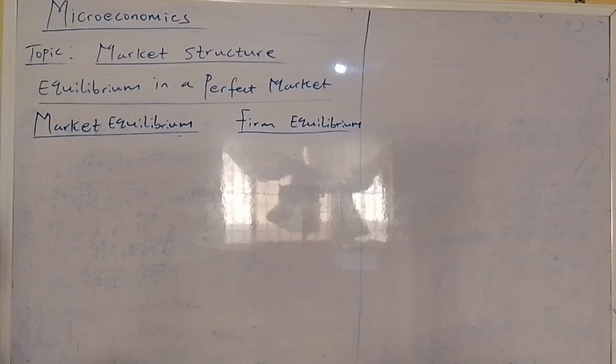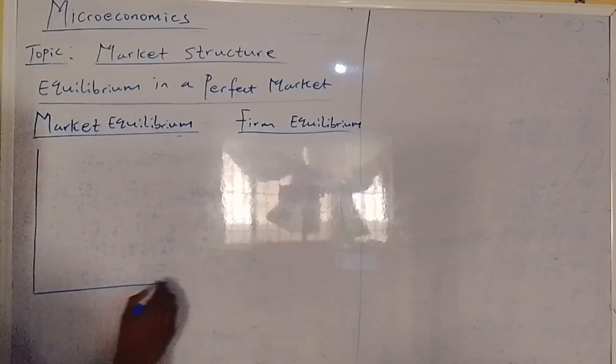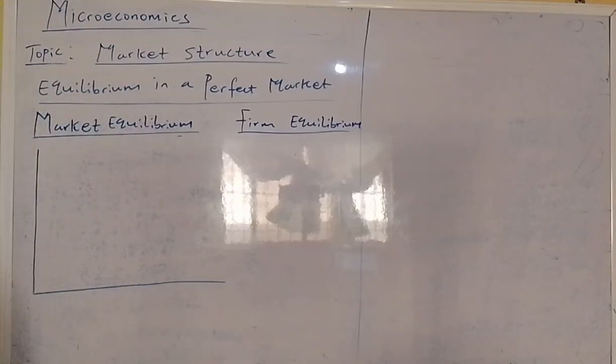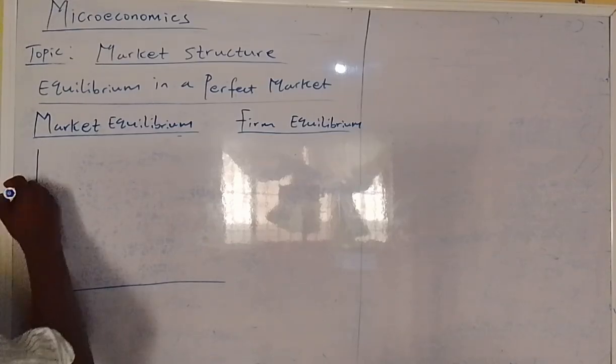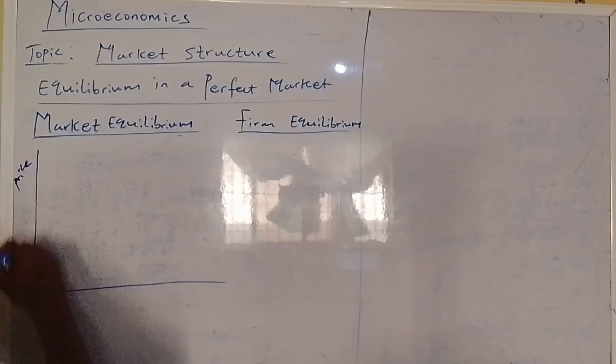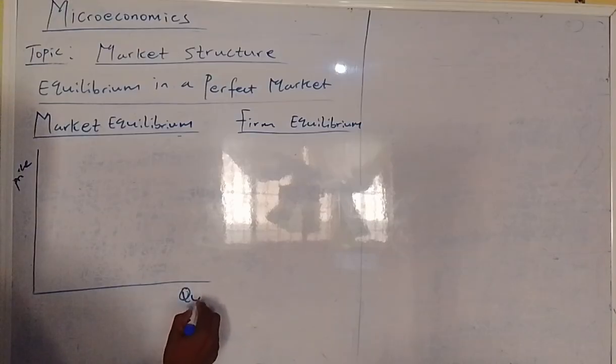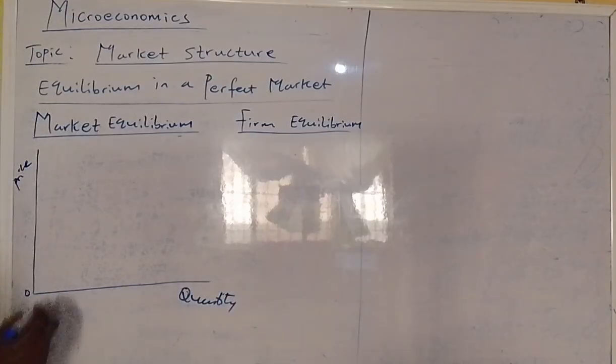So in a market, equilibrium occurs when quantity supplied in the market is equal to the quantity demanded in that market. So we are going to draw our usual demand and supply curve. So here we have quantity, and this is the origin.